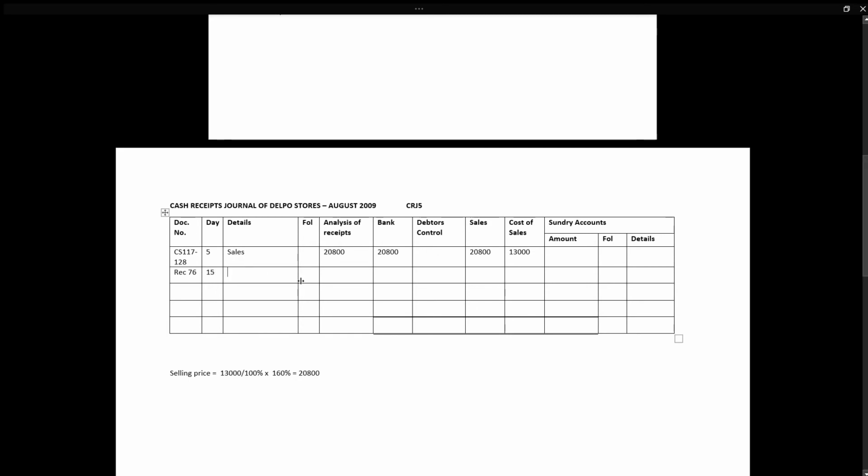The details will be S. Spinuzzi. The analysis of receipts will be 9,600. Go to bank, remember, because we issued a source document. Receipts, when it's receipts, it will always go through analysis of receipts. When it's cash sales, it will always go through analysis of receipts. And the reason we received this money is because of debtors control. So we have received money from people that owe us money, therefore they owe us 9,600 Rand less. Bank will be debited, debtors control will be credited.